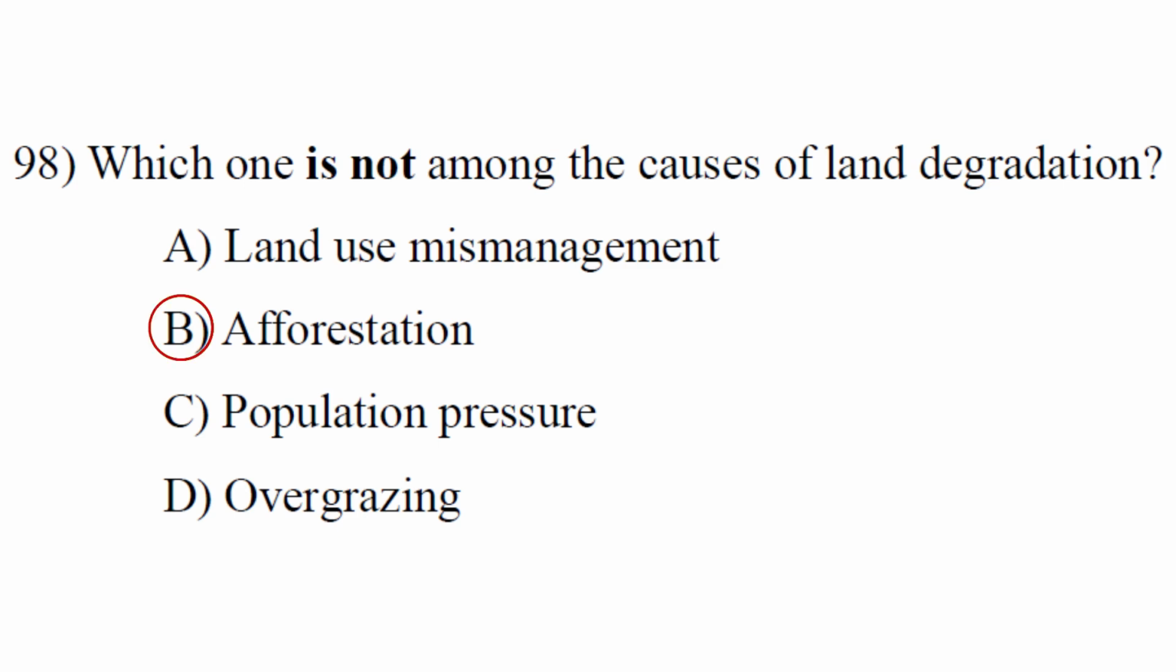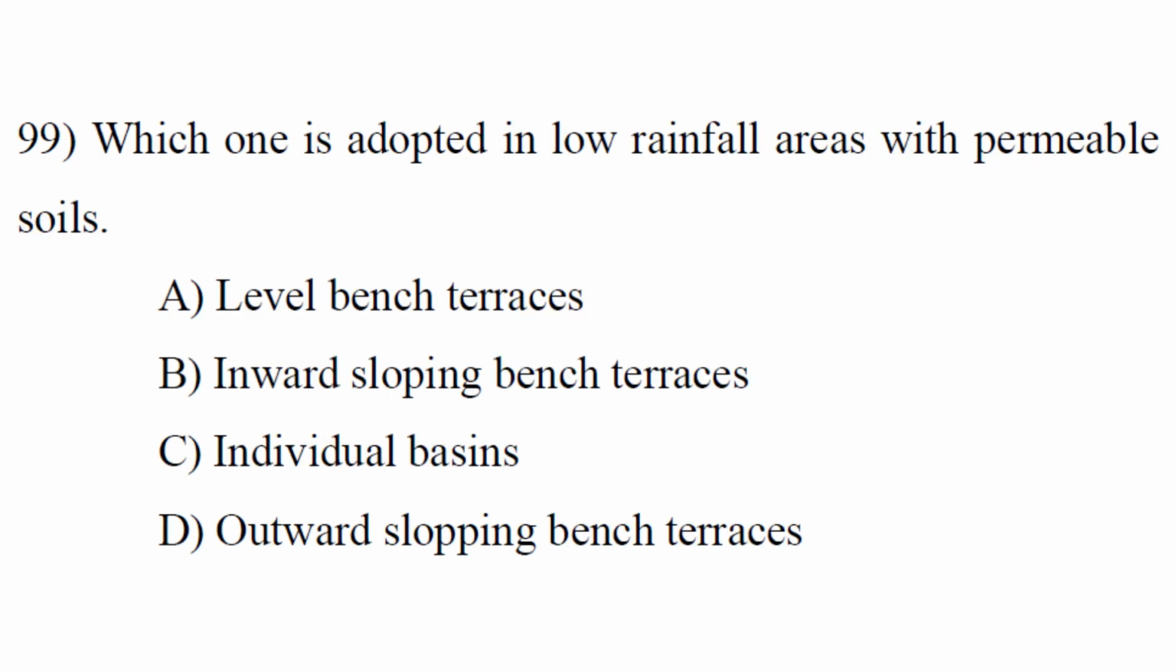Answer, B. Afforestation. 99. Which one is adopted in low rainfall areas with permeable soils? A. Level bench terraces. B. Inward sloping bench terraces. C. Individual basins. D. Outward sloping bench terraces.